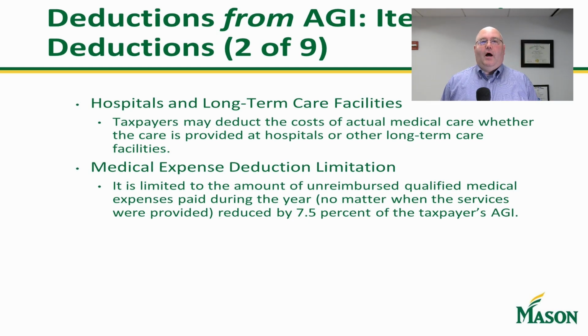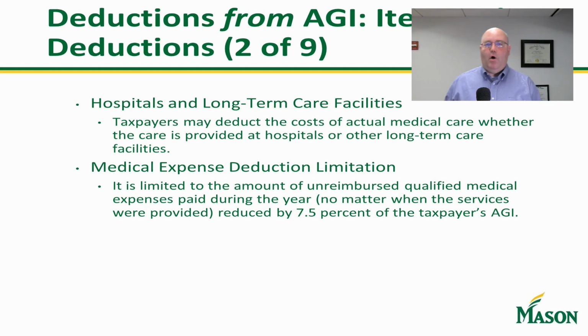So, hospitals and long-term care facilities: you can deduct the cost of the medical care that's provided, the doctor's fees, prescription medicines, things of that nature. You can also deduct your travel, and we'll talk about this on the next slide. It is limited to the amount of unreimbursed qualifying medical expenses. So if you spend $100 at the doctor, but the insurance gives you $80 back, you can't take the $100 as a deduction. You have to take the delta, that's $20.